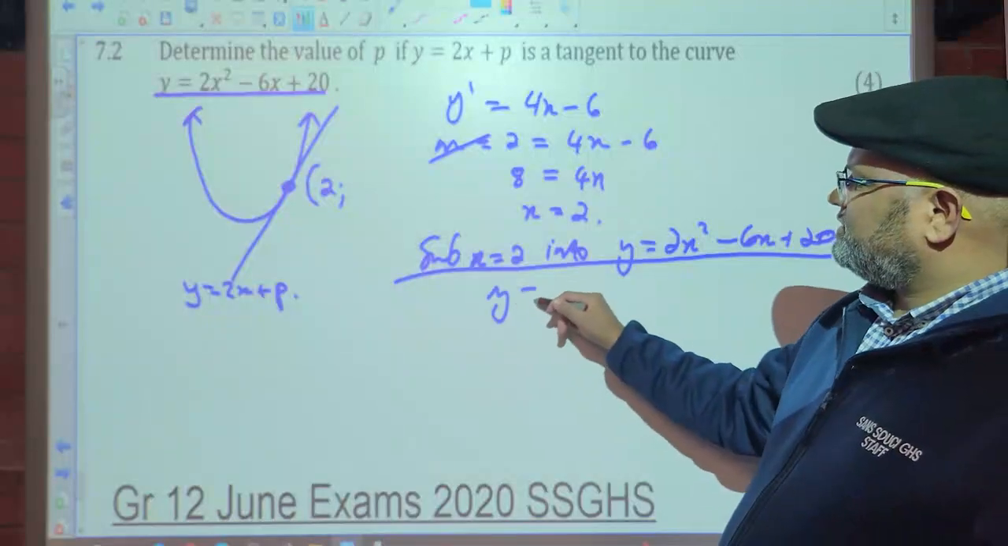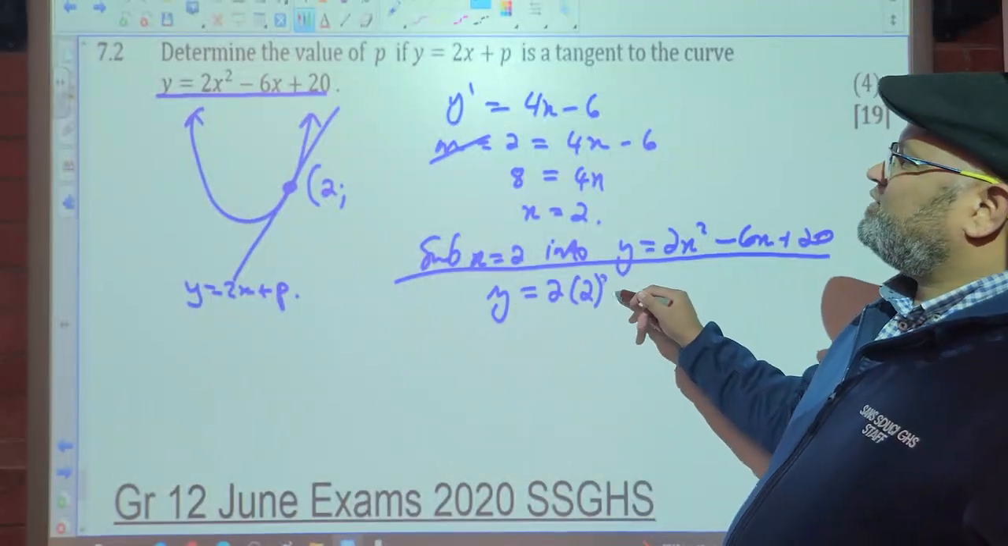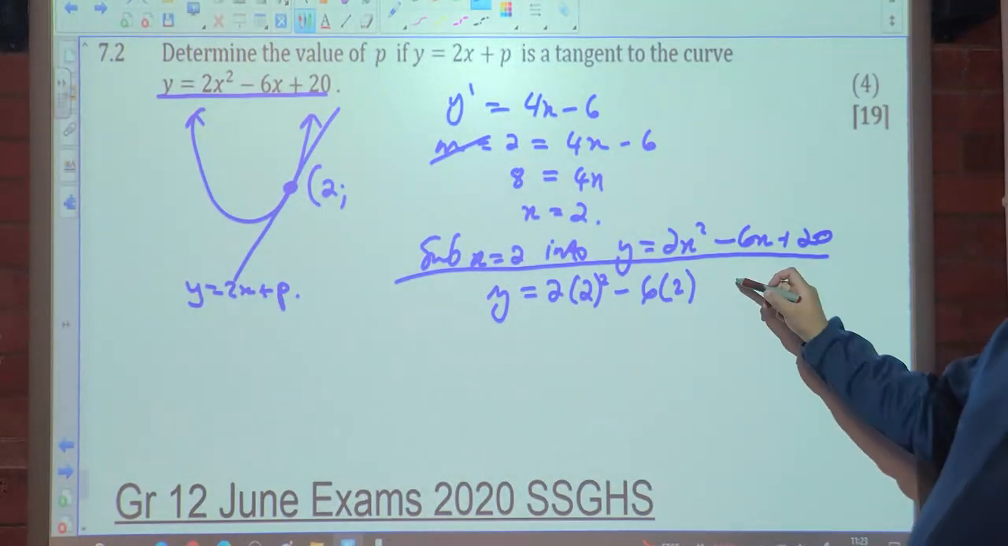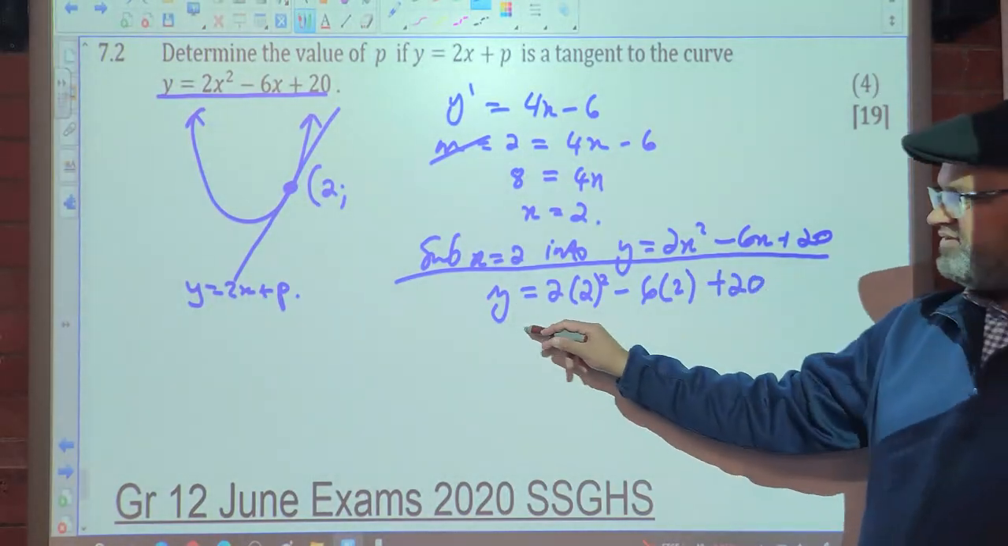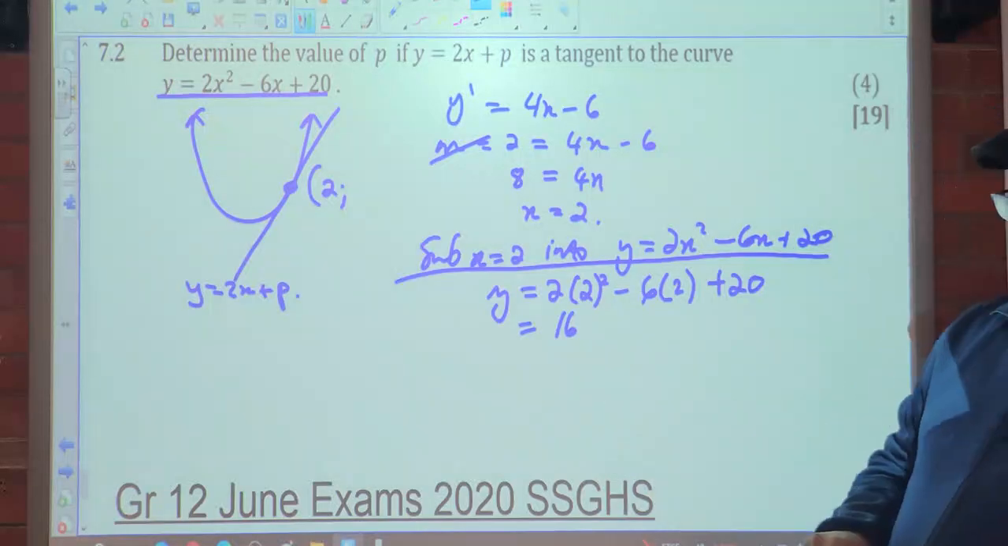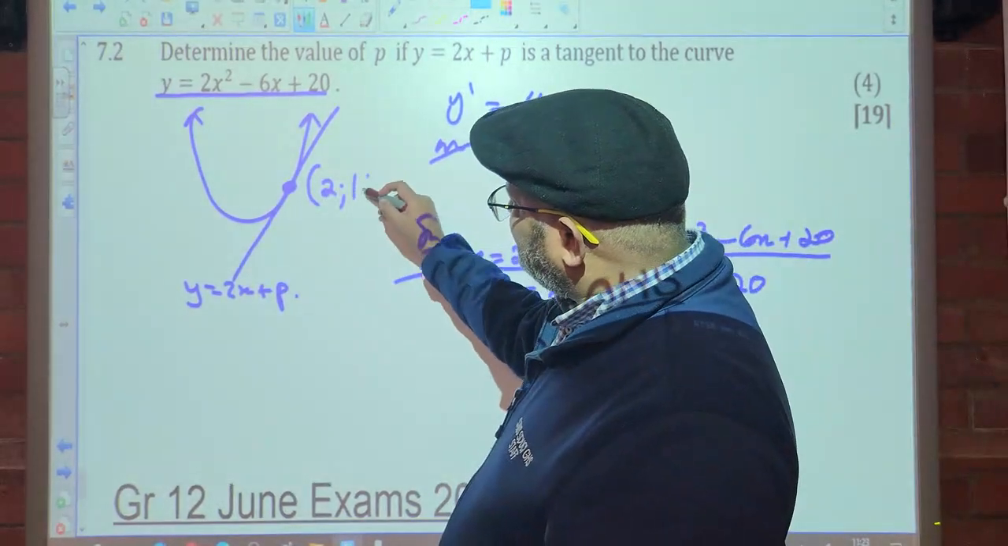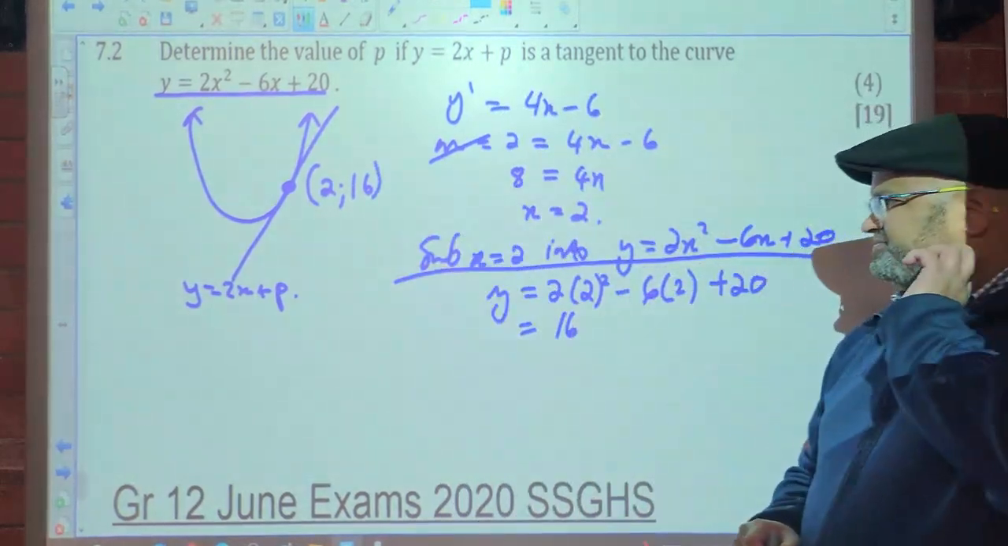So I got y is equal to 2 times 2 squared, which is 8, minus 2 times 2, which is 12. It's negative 4 plus 20 is 16. Just check if that's correct. Okay, so what does that tell us? The point of contact is (2, 16).